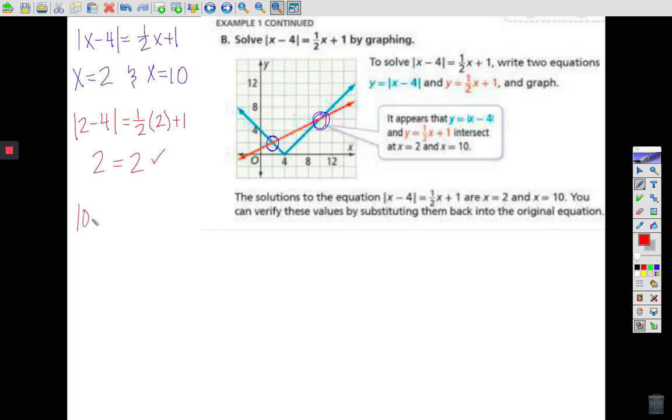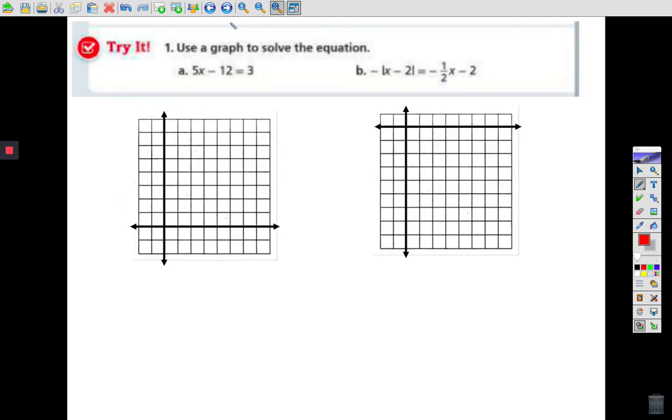We would plug 10 in for x. So the absolute value of 10 minus 4 is equal to 1/2 times 10 plus 1. The absolute value of 6 is just 6. 1/2 times 10 is 5, and 5 plus 1 is also 6. So both x is equal to 2 and x is equal to 10 are solutions. Like I said, you can double check your answers by just plugging them back into the original equations.